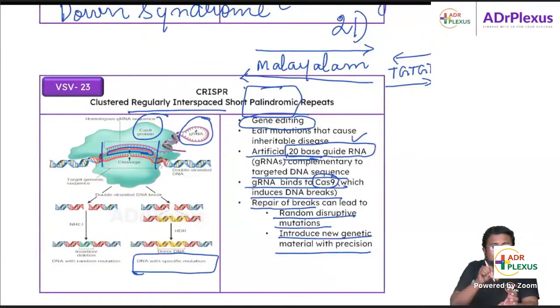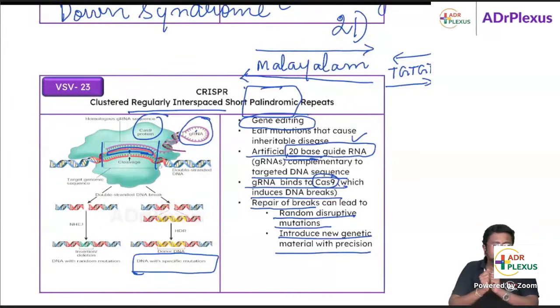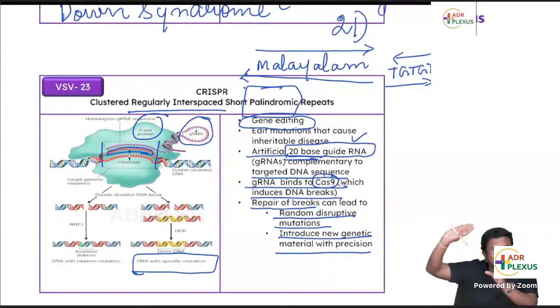Now what happens? The guided RNA will also be attached to a protein called Cas9. That Cas9 will cause a DNA break. That is, it will cut away the abnormal gene. So what happened? The affected gene is now removed.